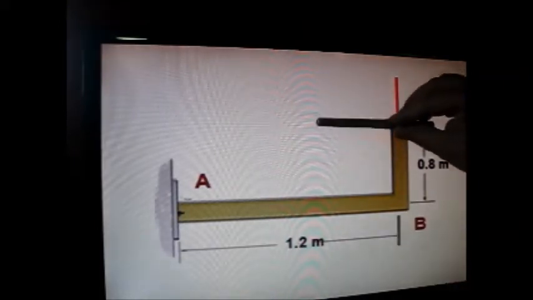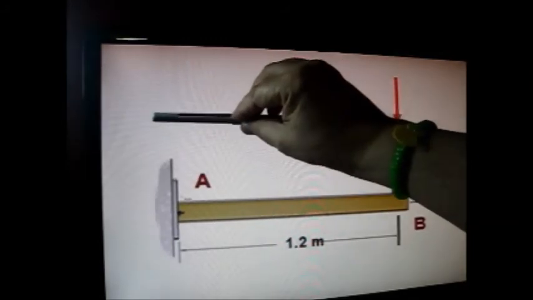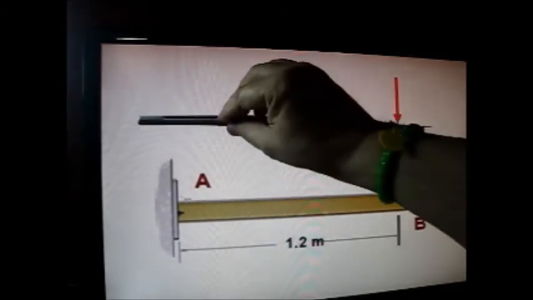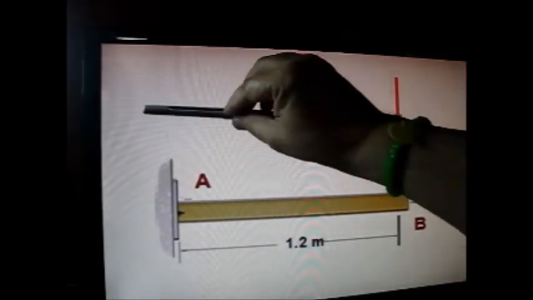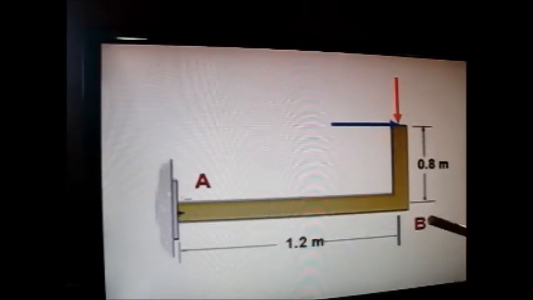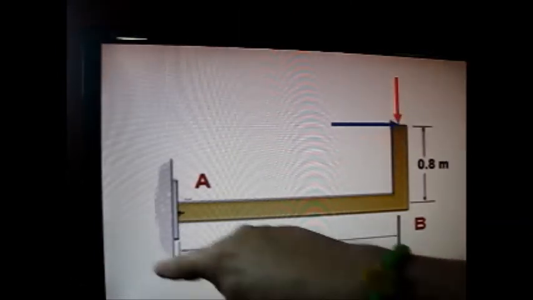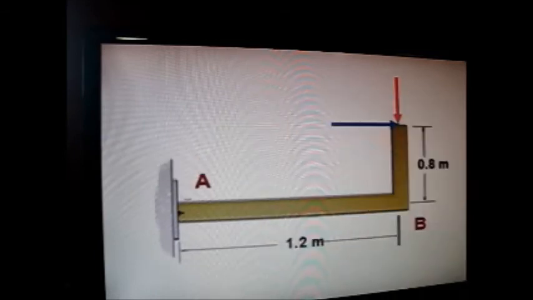Let's see the horizontal component, the blue one. What we call distance? Distance we call perpendicular from the point to the direction of the force. This is the direction of the force, or this is the line of action for the force, and this is the distance. So the distance is 0.8. And the rotation of the blue force is again clockwise, so both of them are negative. Let's go to the point B.